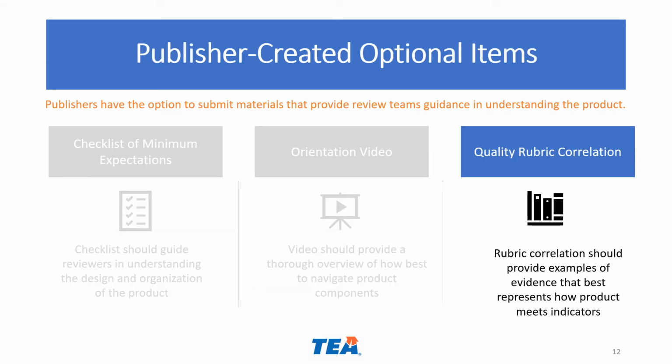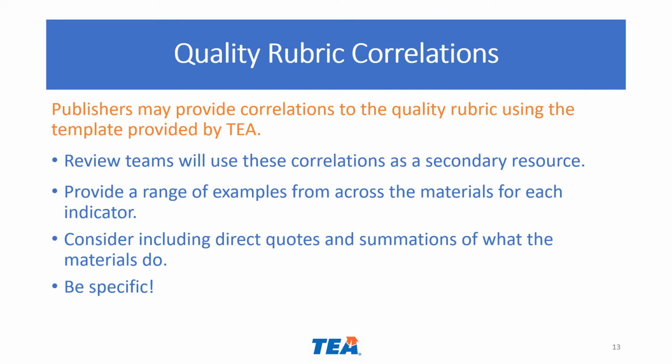The last of the optional items is the rubric correlation. These correlations, unlike those provided for TEKS or TPG alignment, are used by review teams as a secondary reference. They're used to verify that the quality reviewers have examined all evidence you think is pertinent and gives you a chance to really dig in and understand the various elements of the quality review and the criteria against which your materials will be assessed. It is important to provide a range of examples from various components for each indicator. The most helpful correlations include direct quotes from the materials and summations of what the materials do. Be as specific as possible.